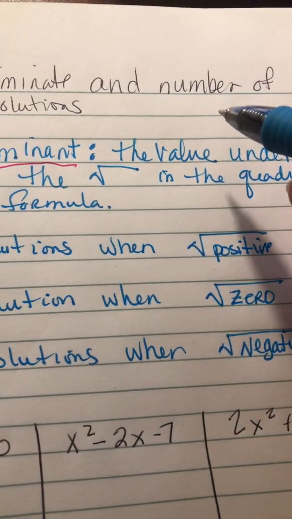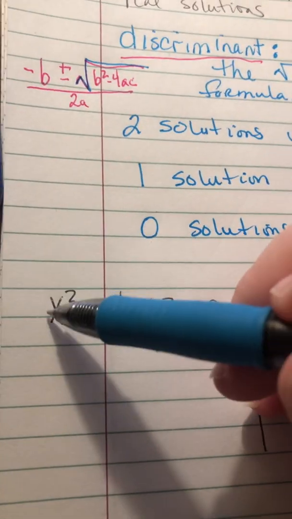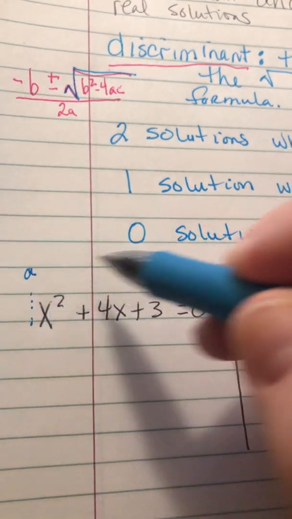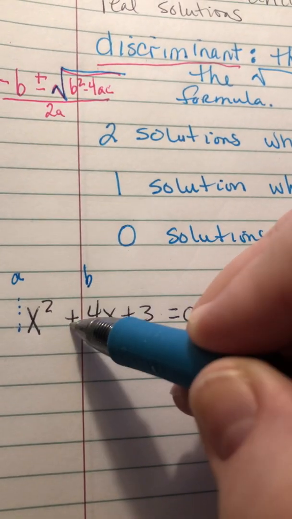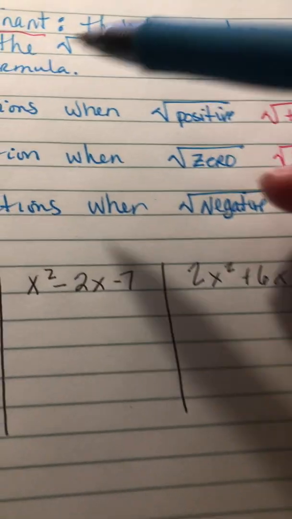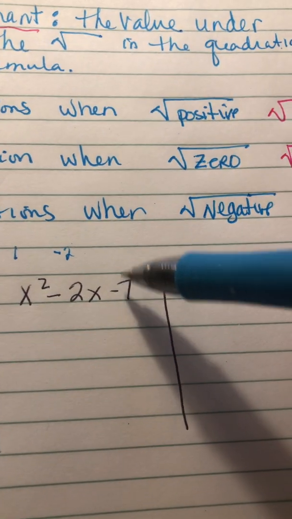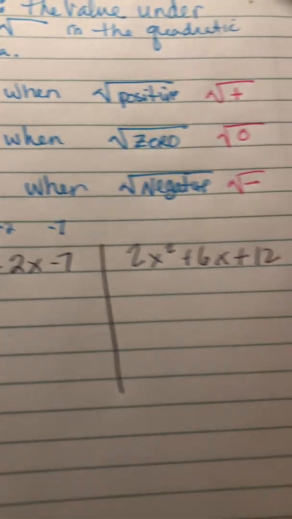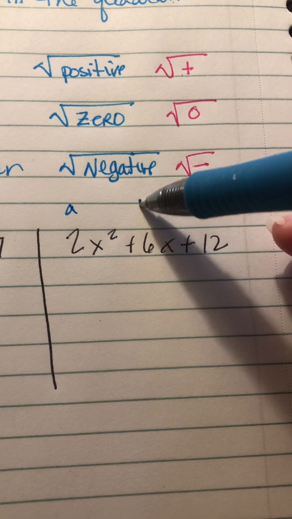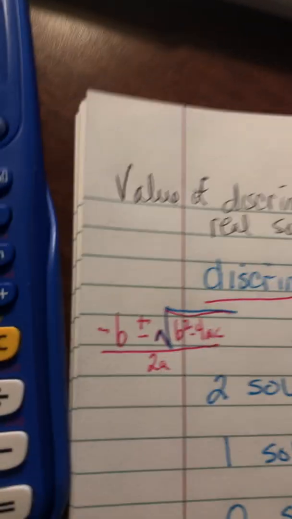And keep in mind, the a, the b, and the c in the quadratic formula are the numbers in the problem. Like, there's an invisible 1 here. This is a: a is 1, b is positive 4, c is positive 3. In this problem, a is 1, b is negative 2, c is negative 7. And over here, a is 2, b is 6, c is 12. Okay, so that's where those a, b, and c come from.